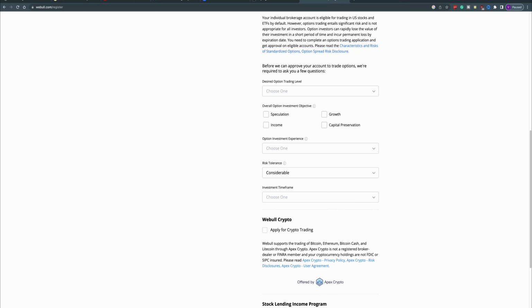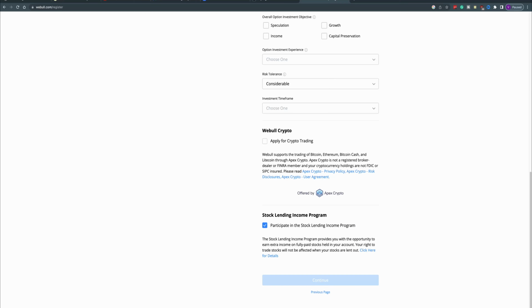To note here that you have the option to apply for crypto trading if you wish. Webull supports 4 cryptocurrencies which include Bitcoin and Ethereum through Apex Crypto. Last, you can participate in the Stock Lending Income Program. The program provides you with the opportunity to earn extra income on fully paid stocks held in your account by allowing Webull to borrow certain stocks. While your shares are on loan, you will be paid an income that is accrued daily and credited to your account on a monthly basis.